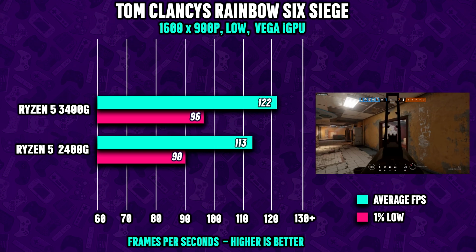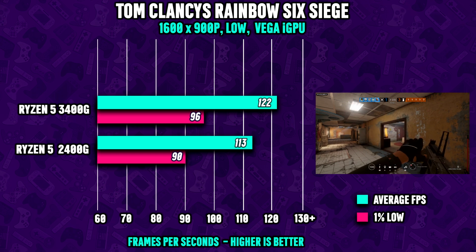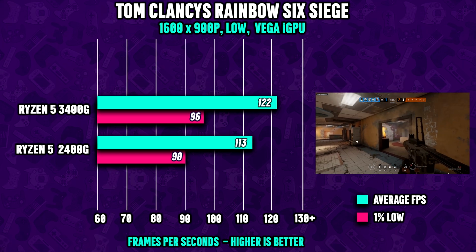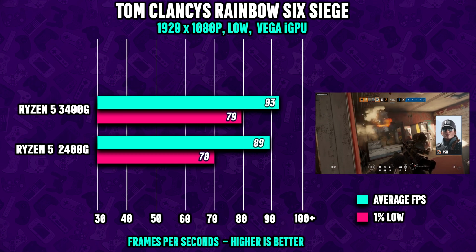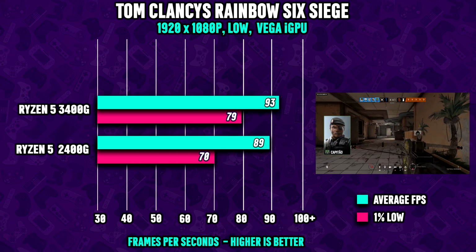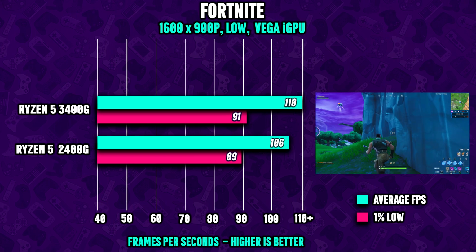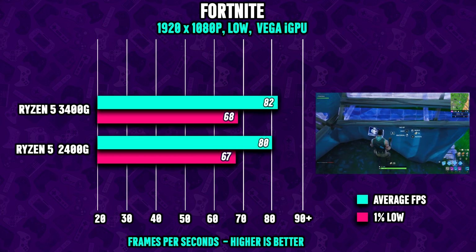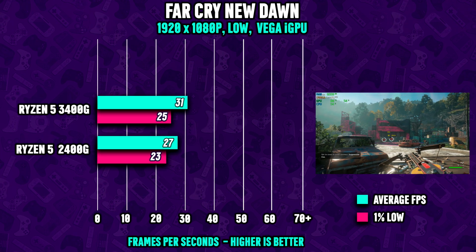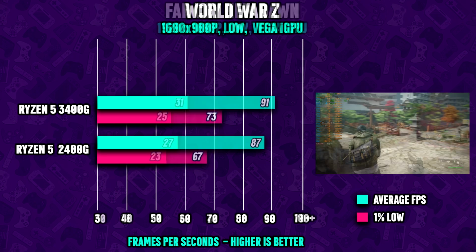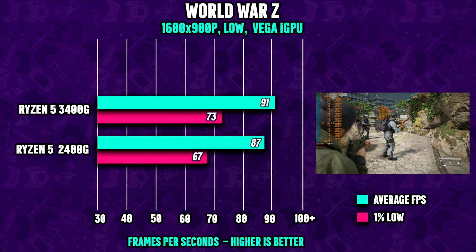Now, Rainbow Six Siege did very well, actually. Of course, we're using the lowest possible graphics quality preset. Fortnite also plays well at 1080p, but again, we're using the lowest setting here. And Far Cry New Dawn is a tad bit much for the 3400G to handle, while World War Z, for example, ran fantastic. So, as we can see, guys, it can fluctuate quite a lot between games.